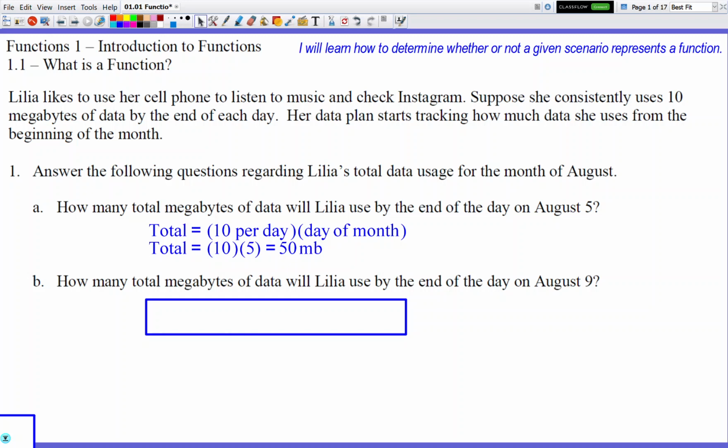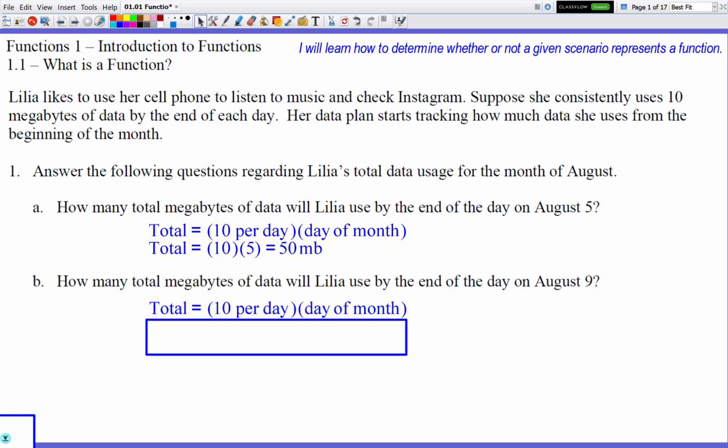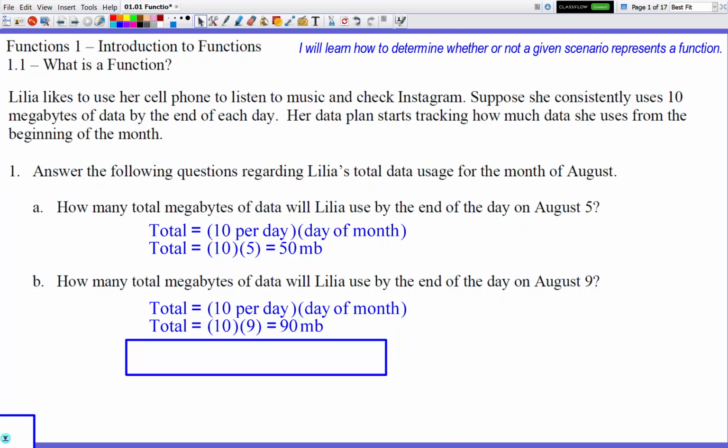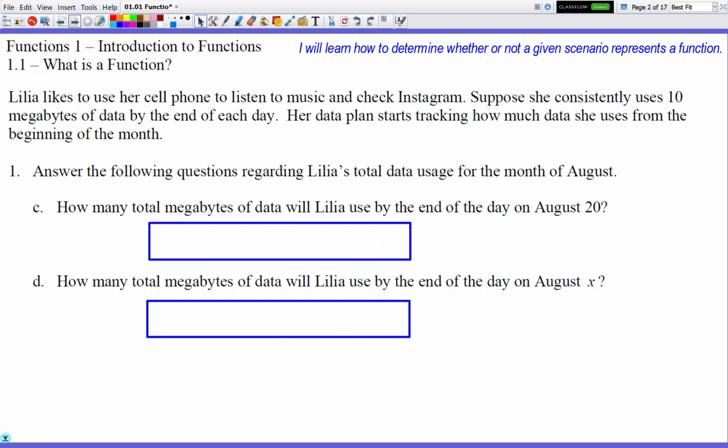All right, so part B. We're in a different day of the month. Now it's August 9. Does that mean we use a different formula? No, because it's still 10 megabytes of data per day. We're just going to have a different input, a different value that we're going to multiply by 10, because it's not August 5 anymore, it's August 9. Using the exact same formula, 10 per day times day of the month, we go 10 times 9, and we get 90. Don't forget the label, because the label is important. So 90 megabytes.